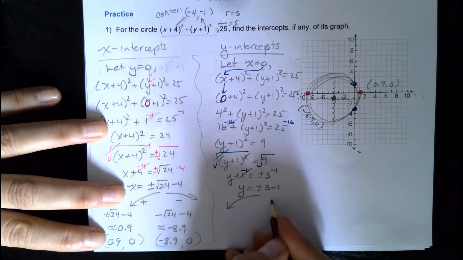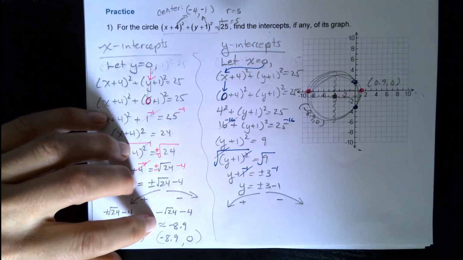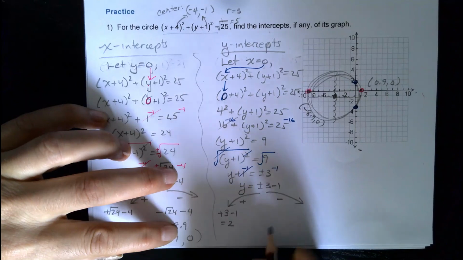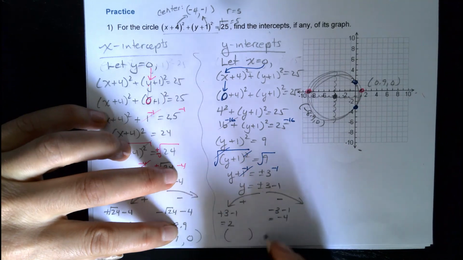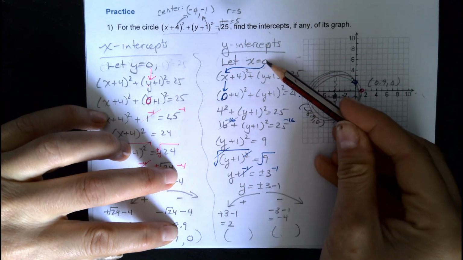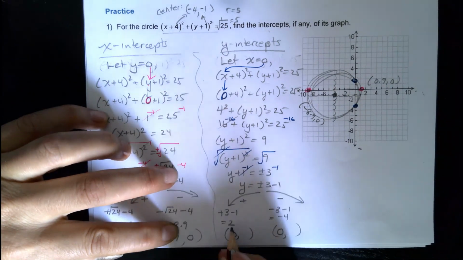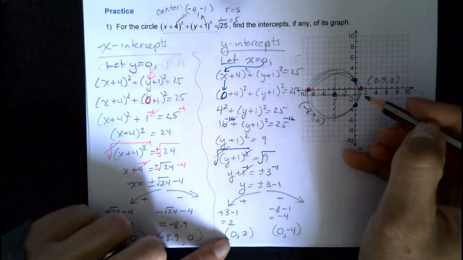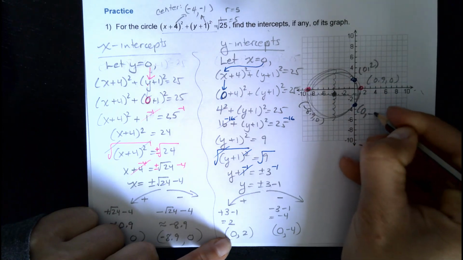So again, we have two answers. We have the plus answer and the minus answer. So I have to go plus 3 minus 1, well that's equal to 2. And then I have to go minus 3 minus 1, which is equal to minus 4. So now I have 2 points. And I go back up at the beginning and it says x equals 0. So that means I need to put the 0 here. So if x is 0, y is 2. And if x is 0, y is negative 4. So now my two intercepts here are 0, 2, and down here is 0, negative 4.